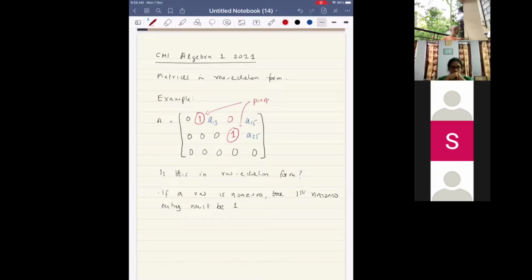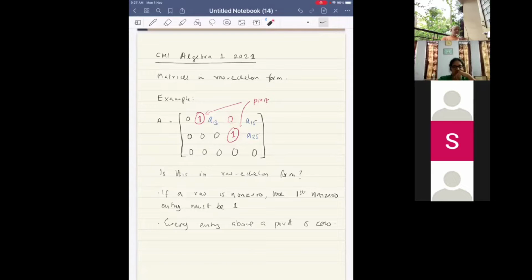Secondly, every entry above a pivot is 0. Well, above this pivot, that is in the first row, there is no question about an entry above it. But here is a pivot in the second row, and the entry above it is 0.